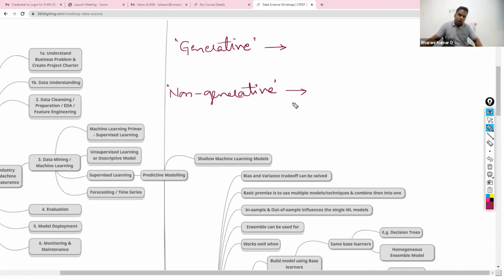Okay. When it comes to non-generative algorithms, you have two things. One is called voting. Another is called stacking. So stacking, we will deep dive. Voting also, we are going to deep dive. So I'll just hold on rather than explain more things. And here, generative are your boosting models.